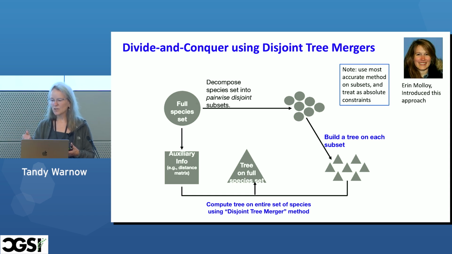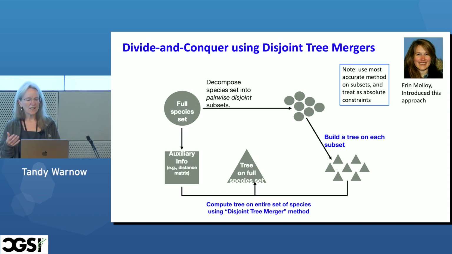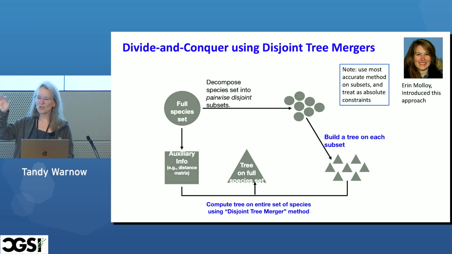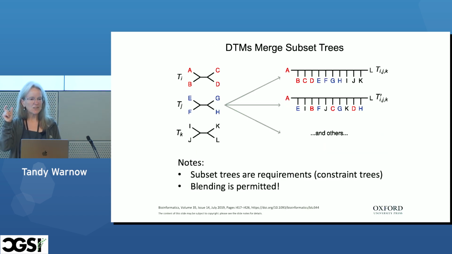In the last few years, I've been working on a new technique called disjoint tree mergers. And this was developed by Molloy, who is a former student of mine. The idea is you take a data set, you divide into disjoint sets. You get trees on the disjoint sets, and then you combine them. Now, how do you combine disjoint trees? You need some auxiliary information. Erin's technique was to use a distance matrix she estimates to combine the trees. But when you're getting trees on the subsets, you don't have to do distance-based estimation. You do anything you like. And the key understanding here is that the disjoint sets, the trees there, you can't change them.